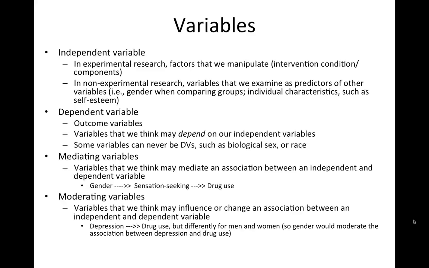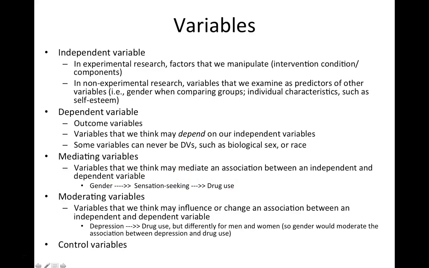So a moderating variable is a variable that would change an association between an independent and a dependent variable. And a mediating variable is one that would explain in some ways an association between an independent and dependent variable. So we often talk about mediating variables as a mechanism of some association.